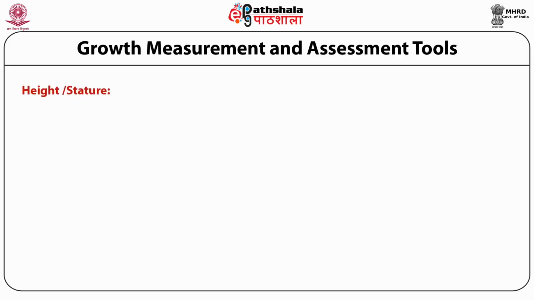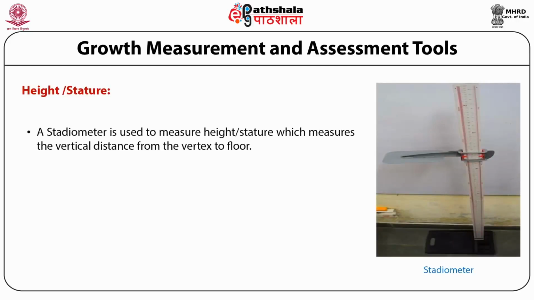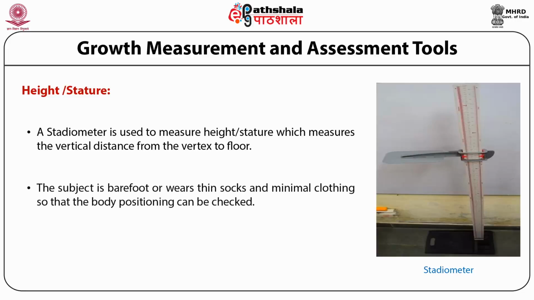We can measure it using stadiometer. Also, a stadiometer is used to measure height, which measures the vertical distance from the vertex to the floor. This apparatus consists of vertical board with an attached metric rule and a movable horizontal headboard which is adjustable. The latter can be brought into contact with the most superior point on the head. The subject is barefoot or wears thin socks and minimal clothing so that the body positioning can be checked.